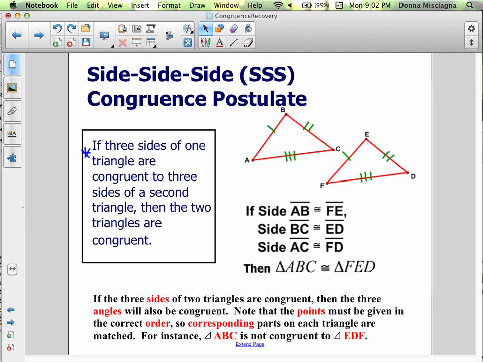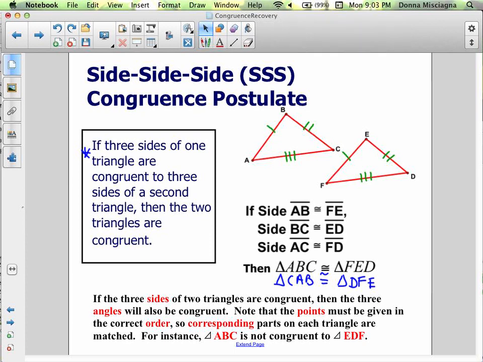Note that the points must be given in the correct order, so corresponding parts on each triangle are matched. So for instance, triangle ABC is not congruent to triangle EDF. But if I wanted, for instance, triangle CAB, that would be congruent to triangle DFE.